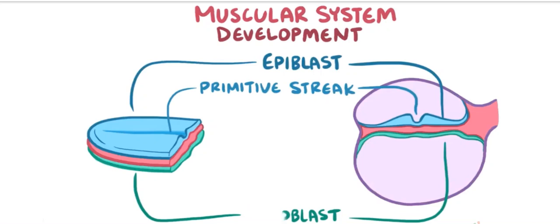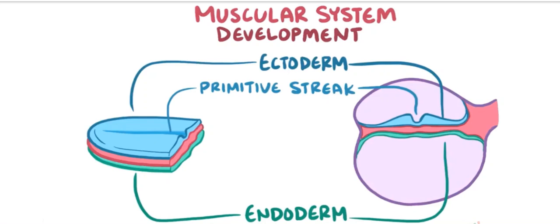The ventral or bottom germ layer is called the endoderm. The dorsal or top germ layer is called the ectoderm, and the layer in between these two is called the mesoderm. Collectively, these germ cells give rise to all of the organs and tissues of the body.